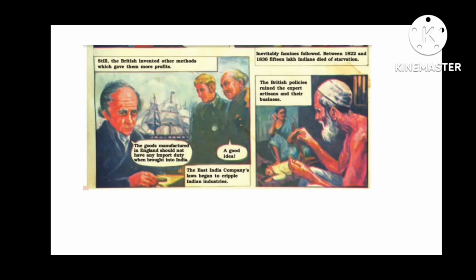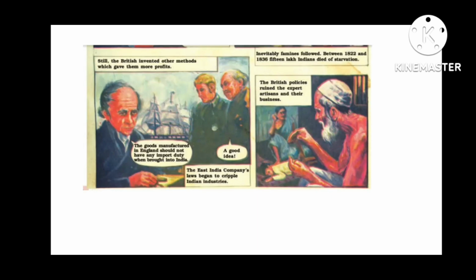After ruining farmers, they came up with other methods of making profit. One of the ideas was that the products that are made in England, when they come to India, should have no import duty. Import duty is the tax which is put on products that come from another country into some other country. So the British made products from England free of import duty.